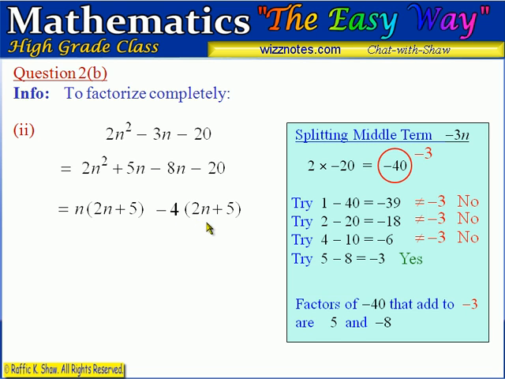And we can test this factorization by multiplying this negative 4 by this positive 5, which will be equal to negative 20, and therefore the factorization so far is correct. And so this 2n plus 5 becomes a common factor for the next step. And to factorize completely now, we factorize this term using 2n plus 5 as a common factor, and so we end up with n minus 4 as the other factor. And so we have factorized this quadratic expression completely by attaining these 2 linear factors. And that's the end of part 2.